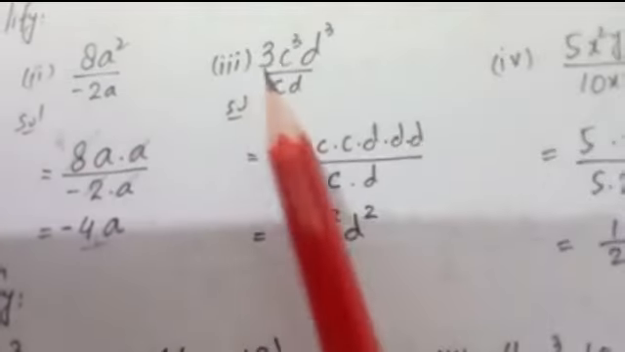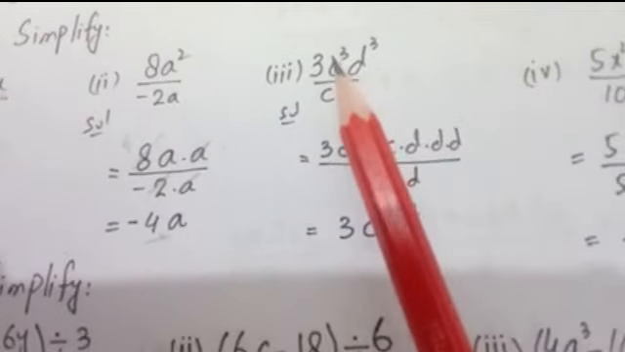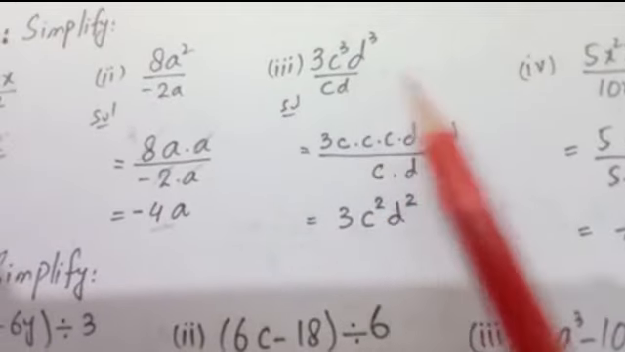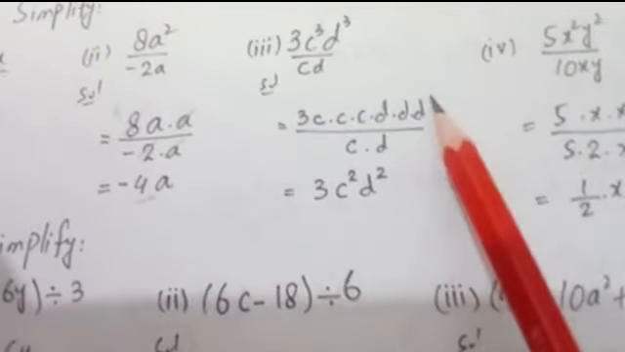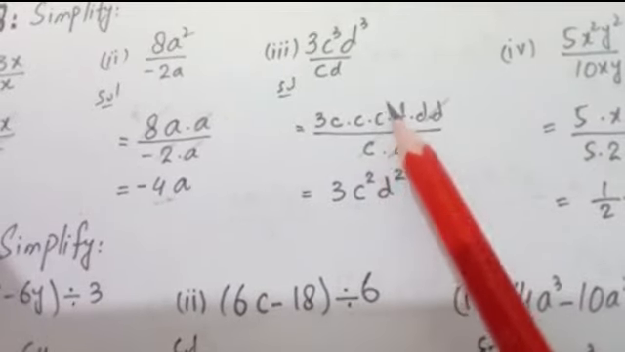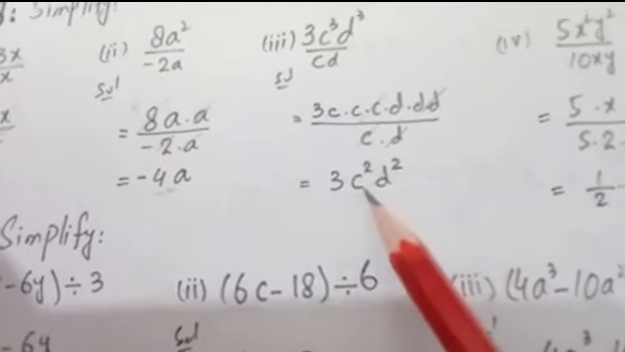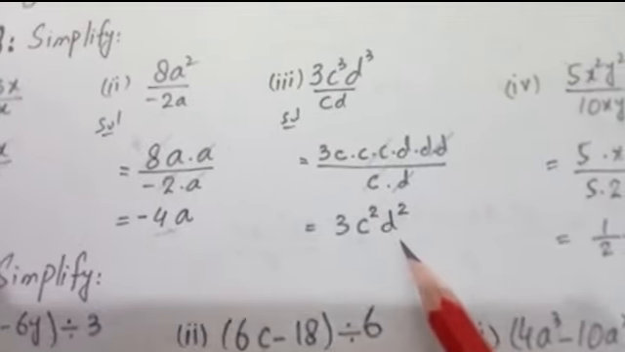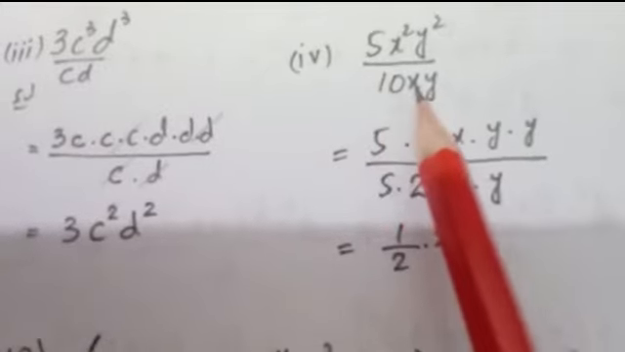In part 3, 3c cube d cube divided by cd. Expand this algebraic expression. 3c cube means 3 times c, similarly, d cube means 3 times d, divided by cd. Now this d will be cancelled by this d and c will be cancelled by c. Now we are left with 3, 2 times c, that will be c square, and 2 times d, that will be d square. So this is the answer.